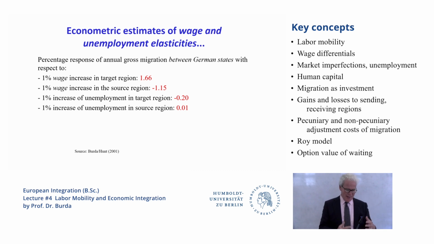Okay, so if you look at the data, a 1% increase in the wage in the average West German state leads to a 1.7% increase in migration to the target region, and it leads to a reduction of population in the source region by 1.15%. Okay, so wages do matter. As wages converge, you get less migration. Unemployment matters. We talk about pull versus push. Unemployment is push. Unemployment is high, I leave. Unemployment is low, I don't. And the pull would be the wage.